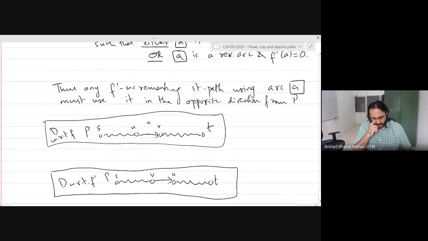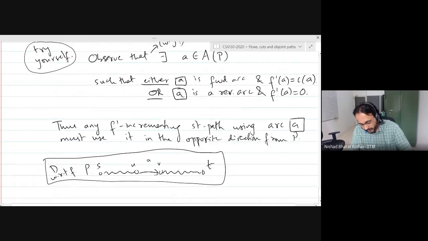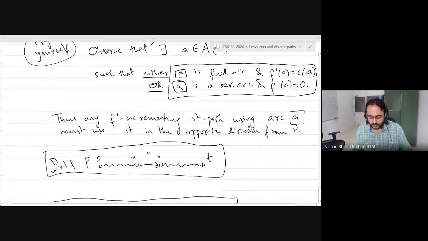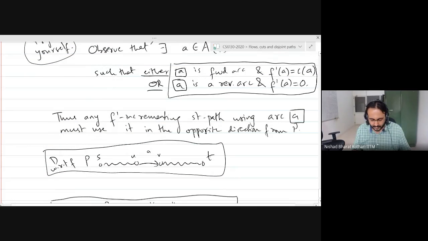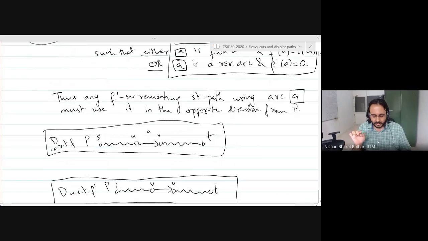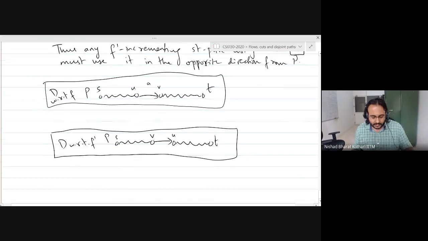Okay, think about this. Why? Remember, it is a forward arc whose flow is equal to capacity, or it is a reverse arc whose flow is now equal to zero, whose F prime is equal to zero, right? So the direction on which you made the change, you cannot make any change in that same direction anymore. So in the auxiliary digraph, only the opposite direction will exist. Okay, maybe take some examples and see what's going on.